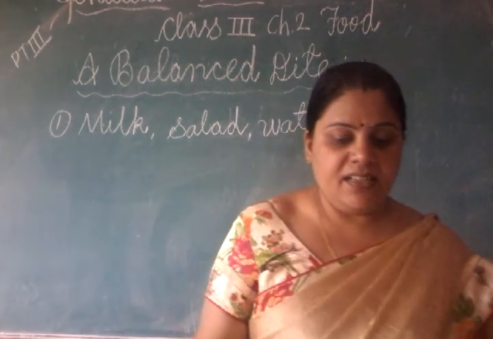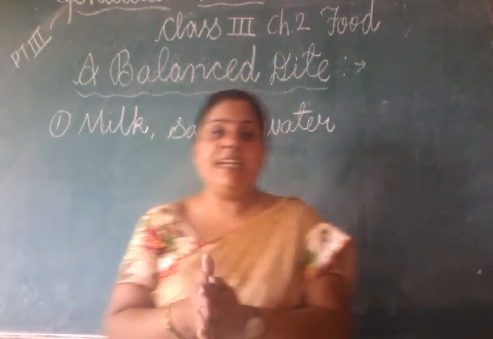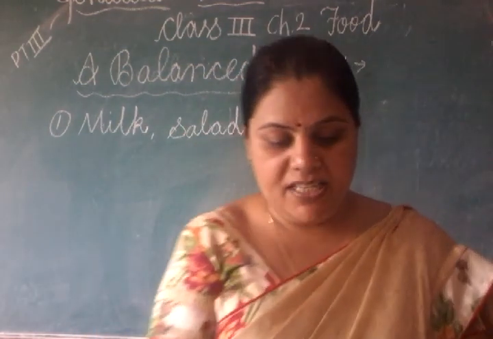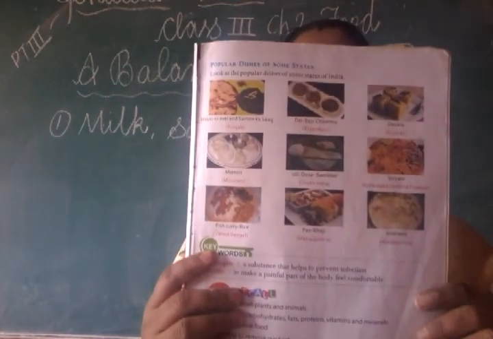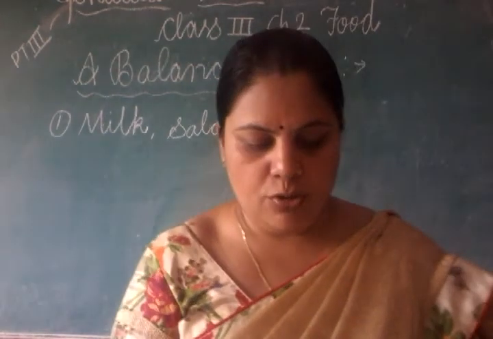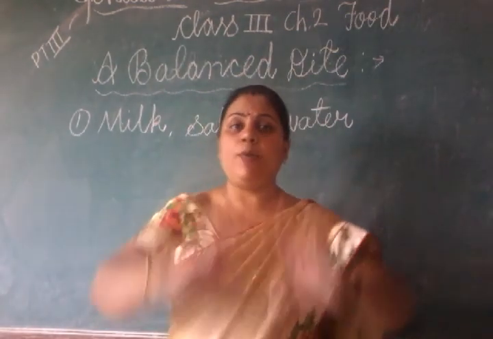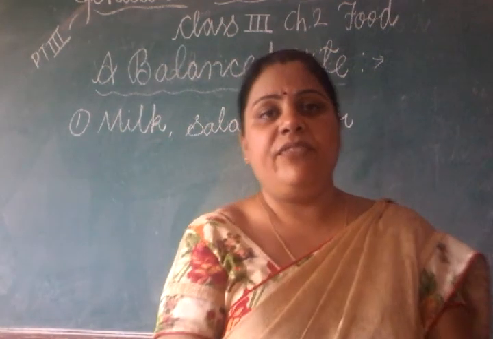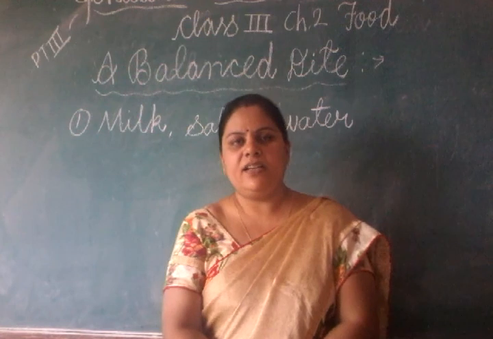Now the last but not least, popular dishes of some states. Bahut sare states ki popular dish ke bare mein hum discuss karenge. You can see there are so many pictures given in your book. You can see there are 6-9 pictures of the different states and the different food items. Okay, so let's discuss those. So look at the picture, dishes of some states of India. There are so many popular states. We have 28 states and 7 union territories. You will learn all these things.